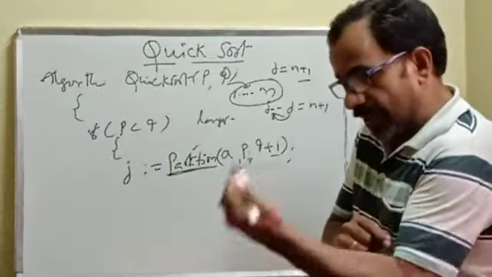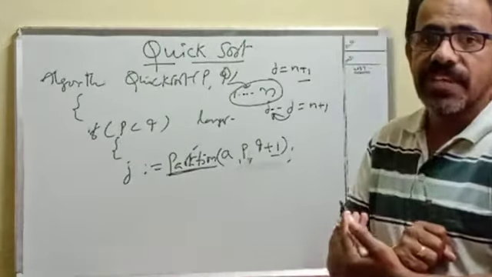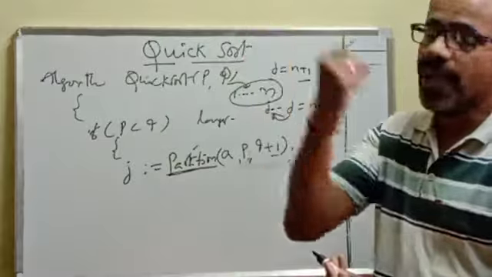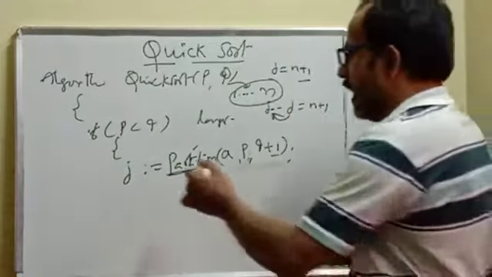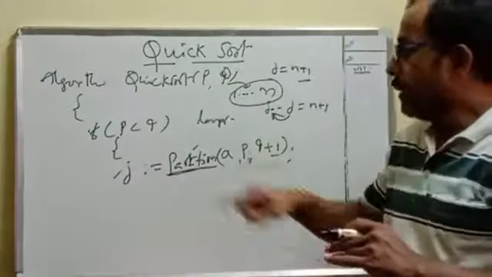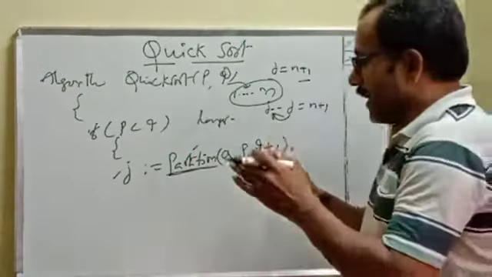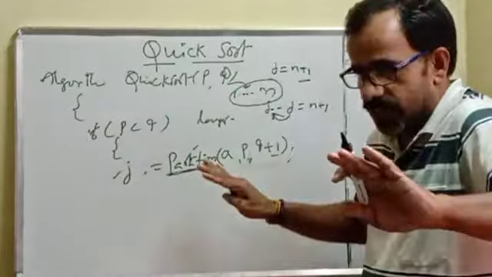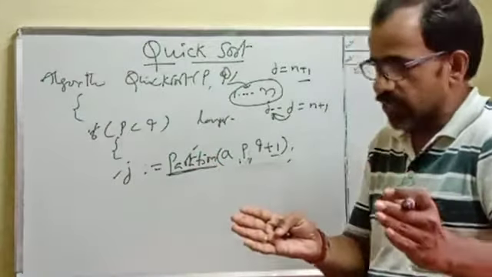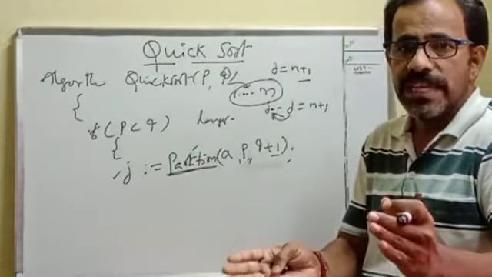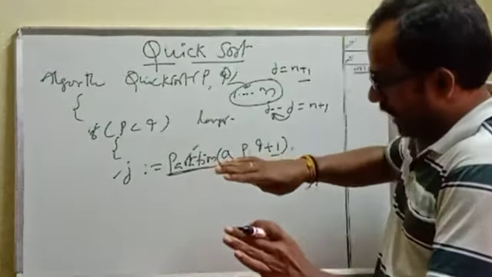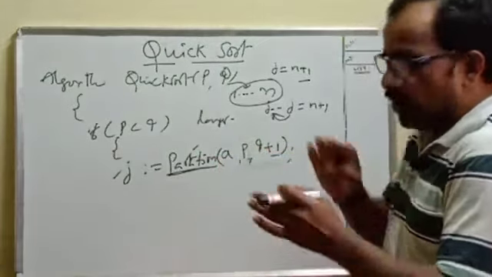Now after interchanging, that jth position element acts as the partitioning element, and that location is treated as the partitioning location, and we are treating it as j now. That partitioning location is j. This is the result of the partitioning procedure. Okay, now this entire array is divided into two parts. One part contains the elements which are less than or equal to the partitioning element, and the other part, the right side part, contains elements which are greater than or equal to the partitioning element.